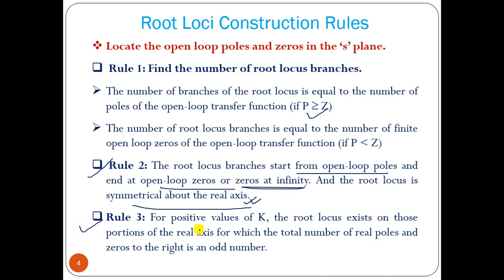Now rule 3, for positive values of k, the root locus exists on those portions of the real axis for which the number of real poles and zeros to the right is an odd number. This is one of the most important points that you have to know: on the real axis, what should be the root locus path. That we have to find out. How to find out? The total number of real poles and zeros to the right of any point should be, or must be, an odd number.